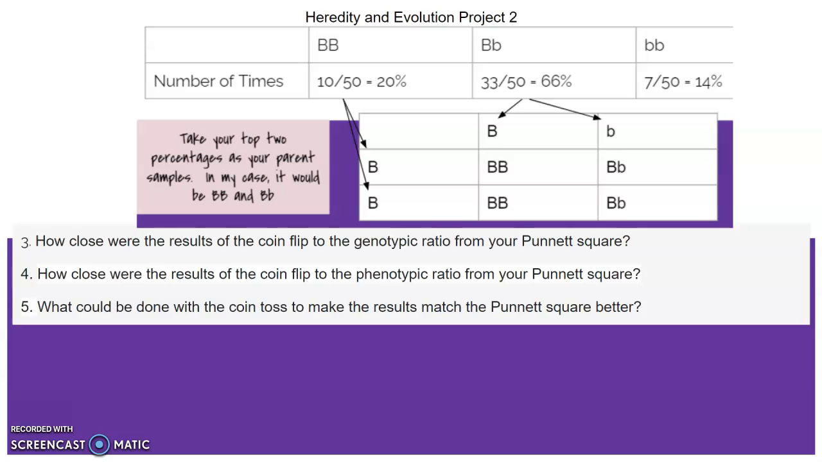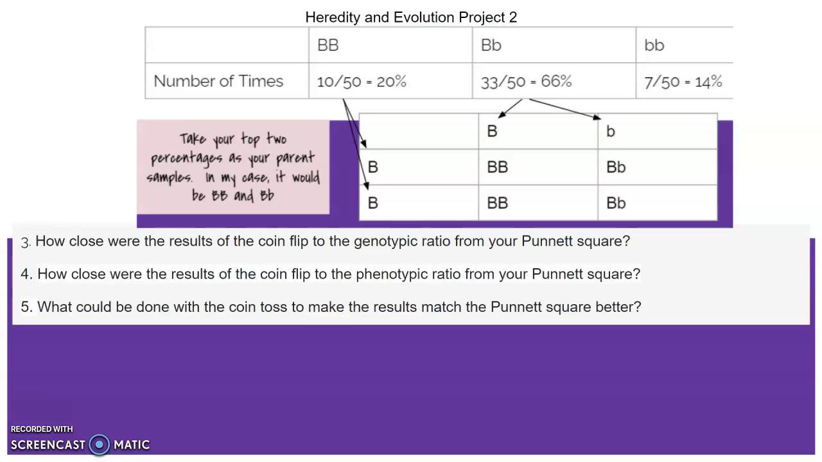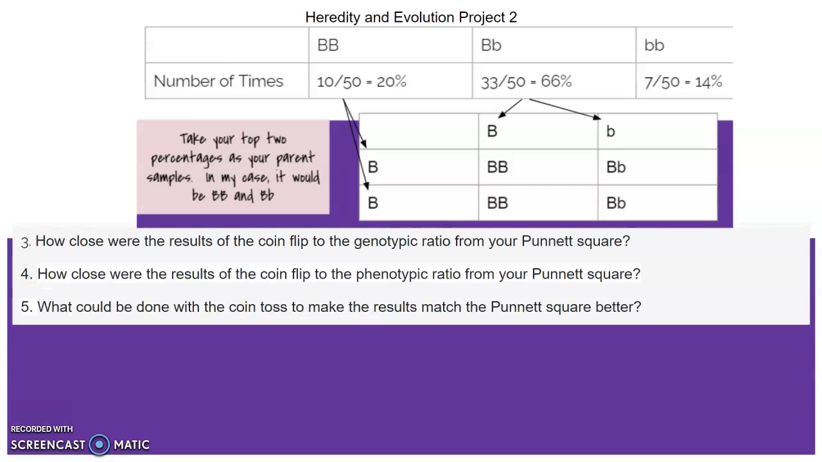So mine, for my genotypic ratio, was 50-50. Those were pretty far off because mine was about 60-20% on the genotypic ratio. For the phenotypic ratio, it was a lot further off because I had 100% chance, and here we had, when you add those two together, about an 86% chance. So that's just changed those a little bit.